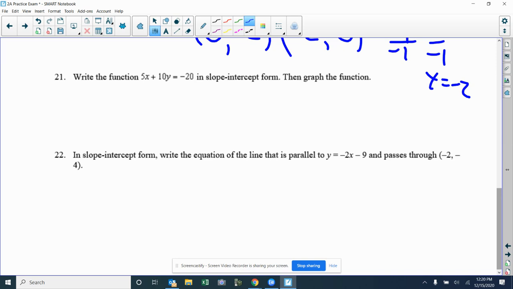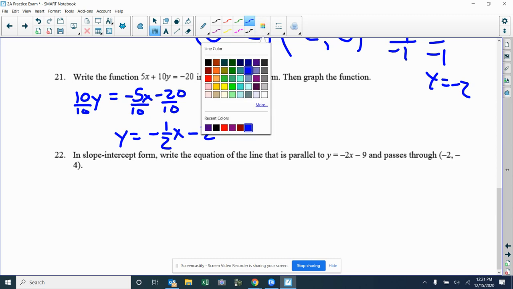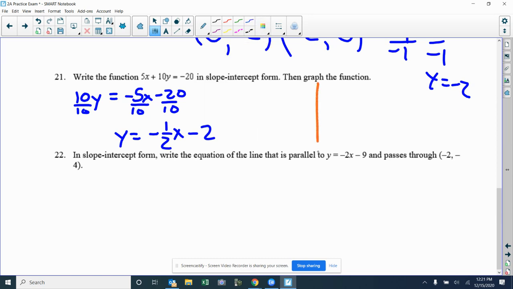All right, another graph. Gotta put it in slope intercept form. I'm gonna take the x over, so I'm gonna end up with 10y equals -5x minus 20. I'm gonna divide by 10 and get y equals -1/2 x minus 2. Check down some figures.